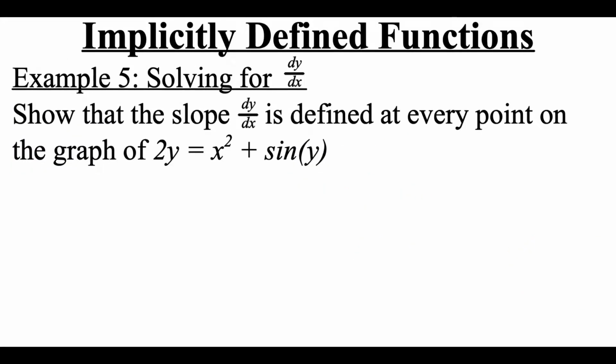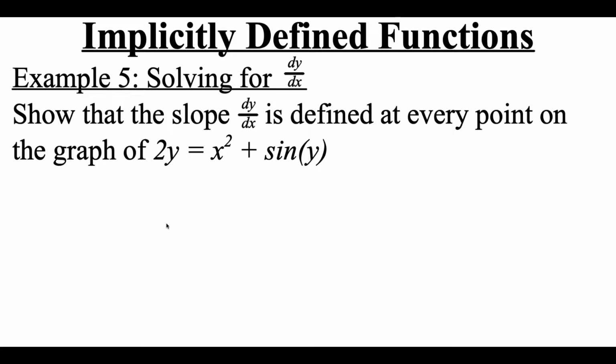One last example we're going to take a look at here. We're going to show that the slope, dy/dx, is defined at every single point on the graph of 2y equals x squared plus the sine of y. We're talking slope, so that means we have to do the derivative. We're going to start by doing the derivative of both sides.